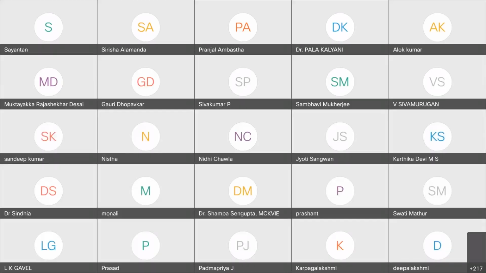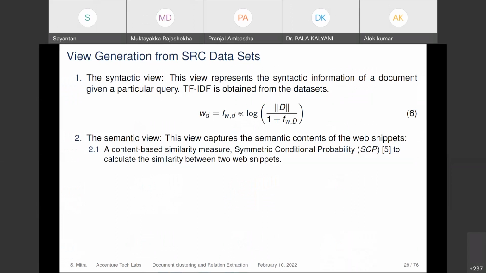So for a word like "video game", it will have a low term frequency, but it will have a high IDF. Inverse document frequency will be high for that. So overall, it will get a high value associated with it. This is the way term frequency and inverse document frequency are calculated.